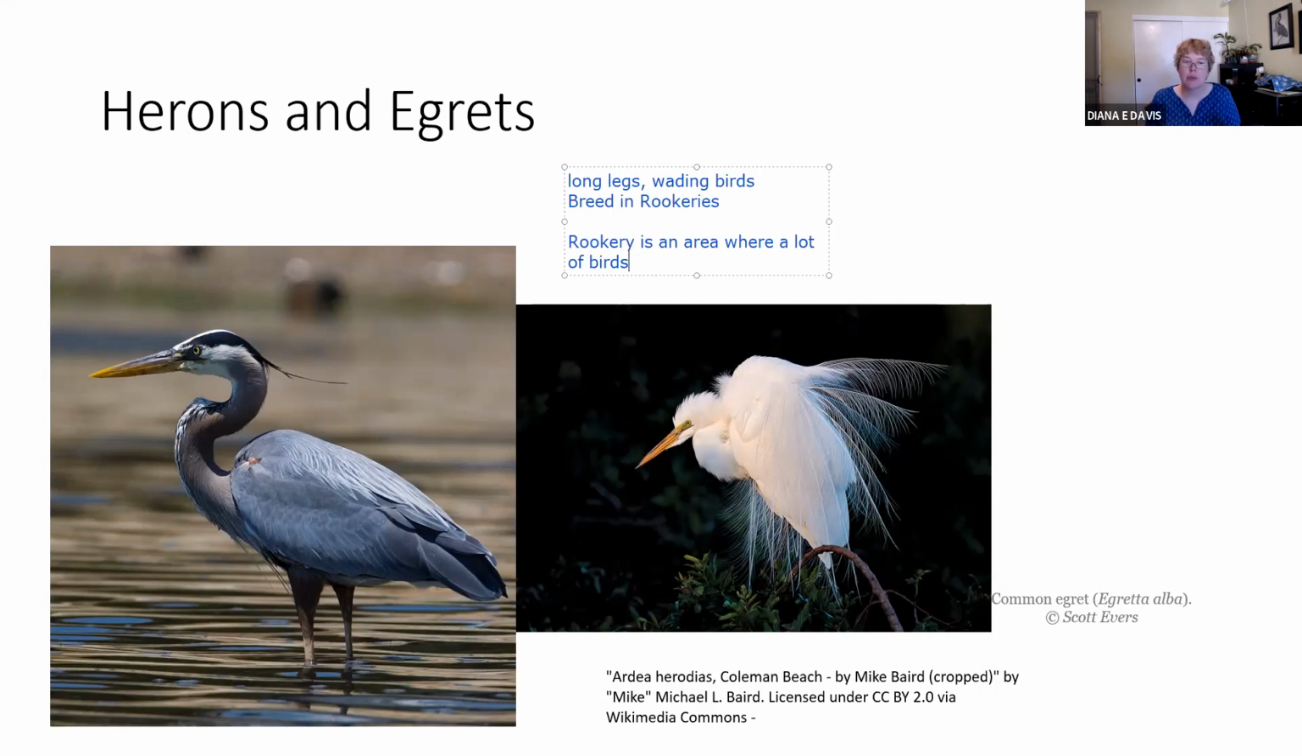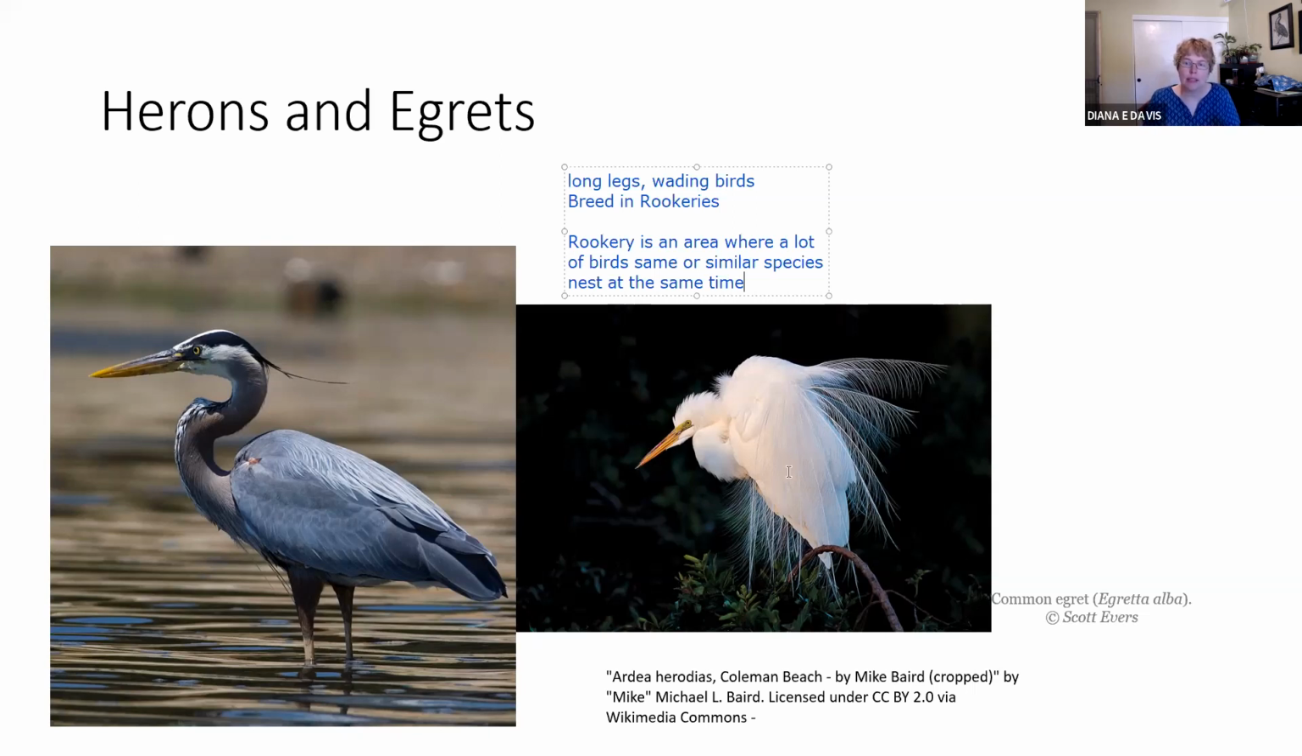A rookery is an area where a lot of birds, of the same or similar species, nest at the same time. So great blue herons, great egrets, and their relatives will nest in trees near or standing in water. And there can be hundreds of nests in one area. And they all nest at the same time. And that is a rookery.